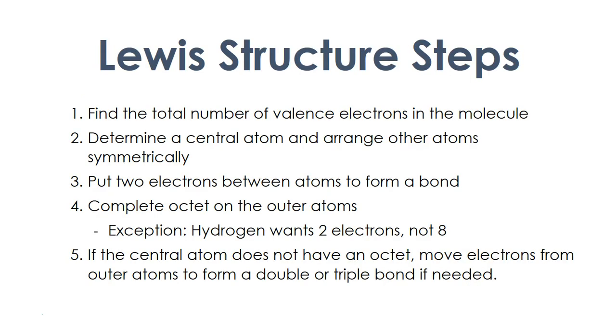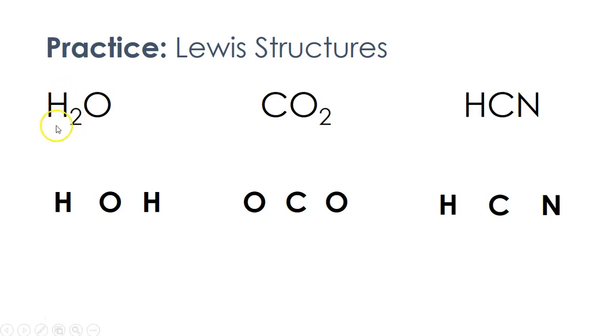In your Lewis structure steps, we talked about determining a central atom and arranging other atoms symmetrically around it. So let's talk about how to determine what the central atom is. Here we have an example of H2O. One thing to remember is that hydrogen can never be the central atom. Therefore, our central atom is going to be oxygen. We put oxygen in the center, and since we have 2 hydrogens, we can put them symmetrically around it.